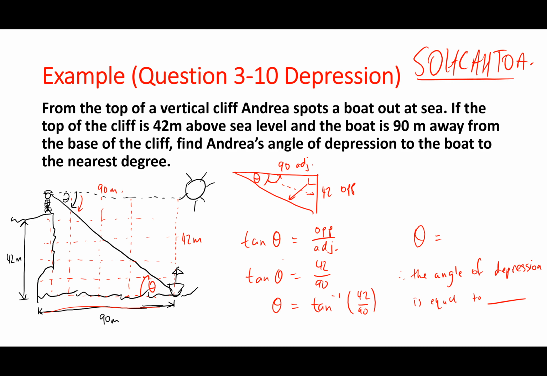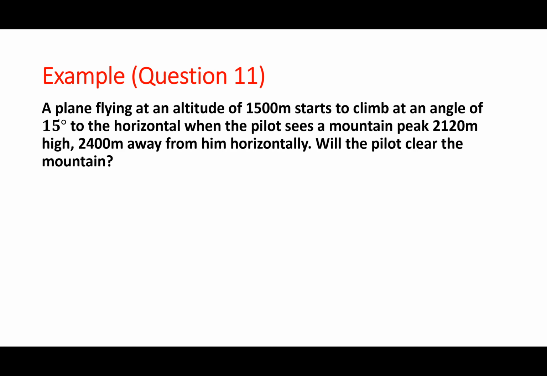All right, last question. A plane flying at an altitude of 1,500 meters starts a climb at an angle of 15 degrees to the horizontal when the pilot sees a mountain peak 2120 meters high, 2,400 meters away from the horizontal. Will the pilot clear the mountain? Now, this is a cool question because it has you think outside the box a bit. It's not actually just asking you what a number is. It's actually asking you, well, with all this information, is he actually going to pass this mountain, or is he going to hit it?